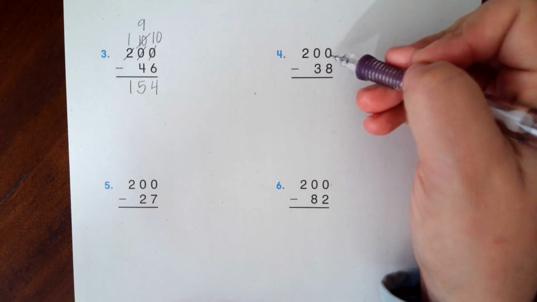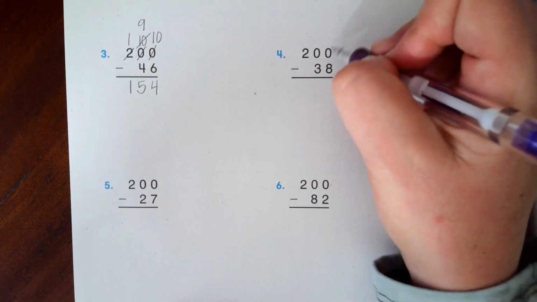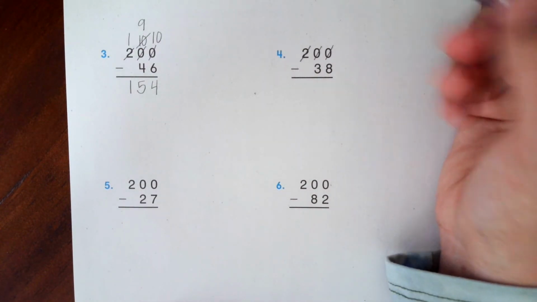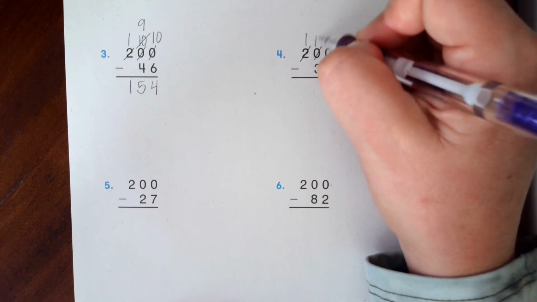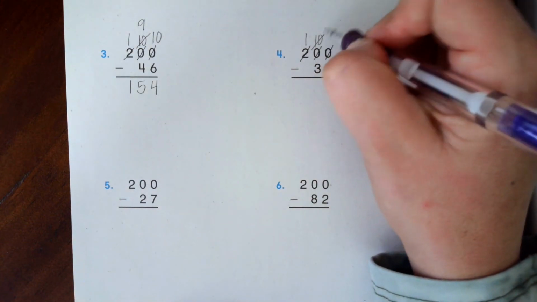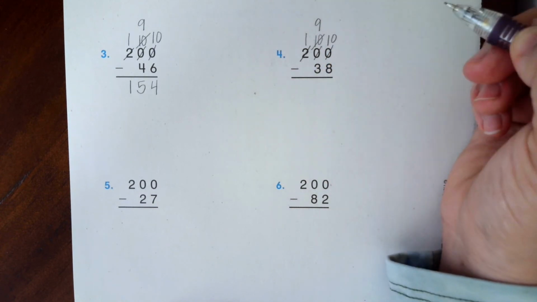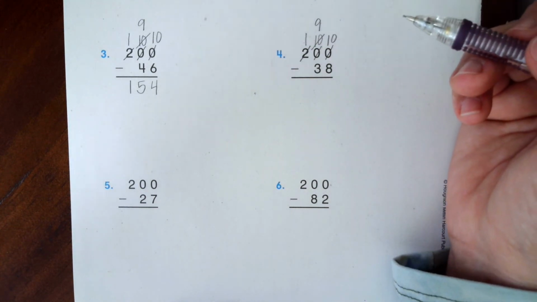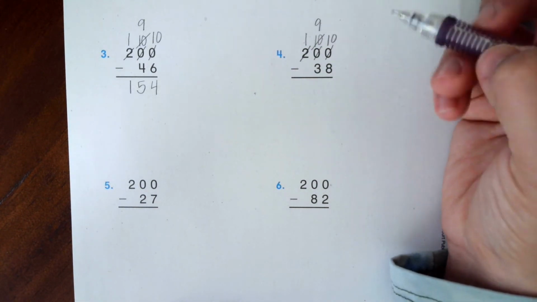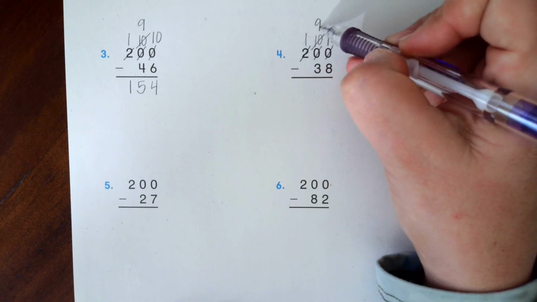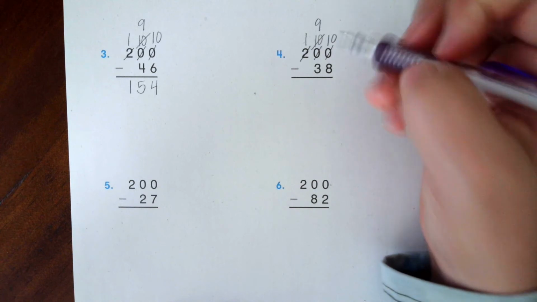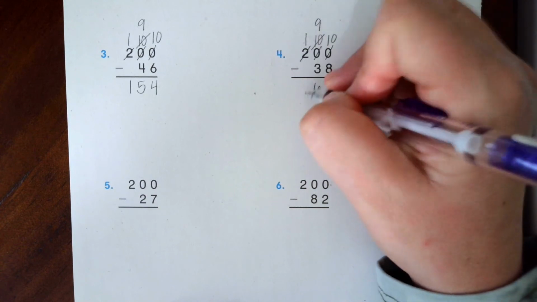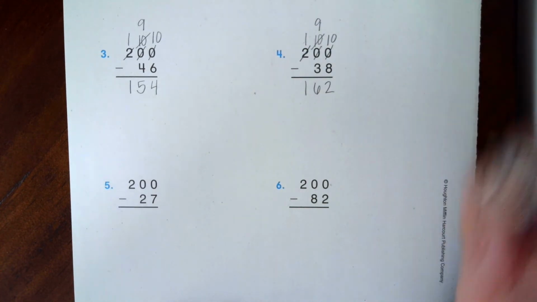Number 4. Can I do 0 minus 8? No. So I go next door. Uh-oh, no one's home. Go next door again. Cross off the 2, change it to a 1, and bring back 10. Cross off the 10, change it to a 9, and bring back 10. Remember, every time we do this, we are not changing the value of our number. We're just changing what it looks like. 100, 9 nines, and 10 ones still equals 200. 10 minus 8 is 2. 9 minus 3 is 6. 1 minus imaginary 0 is 1.